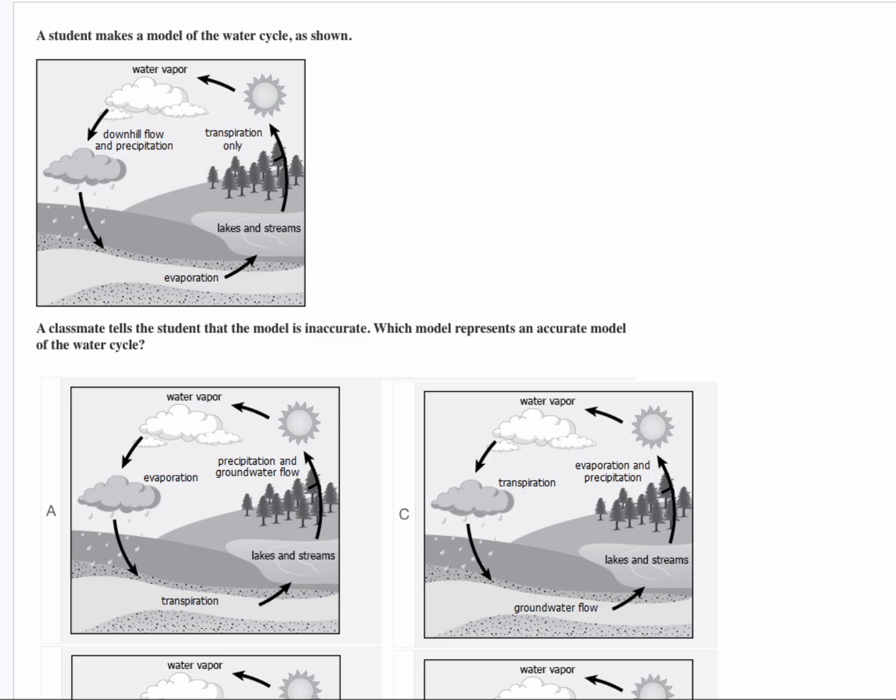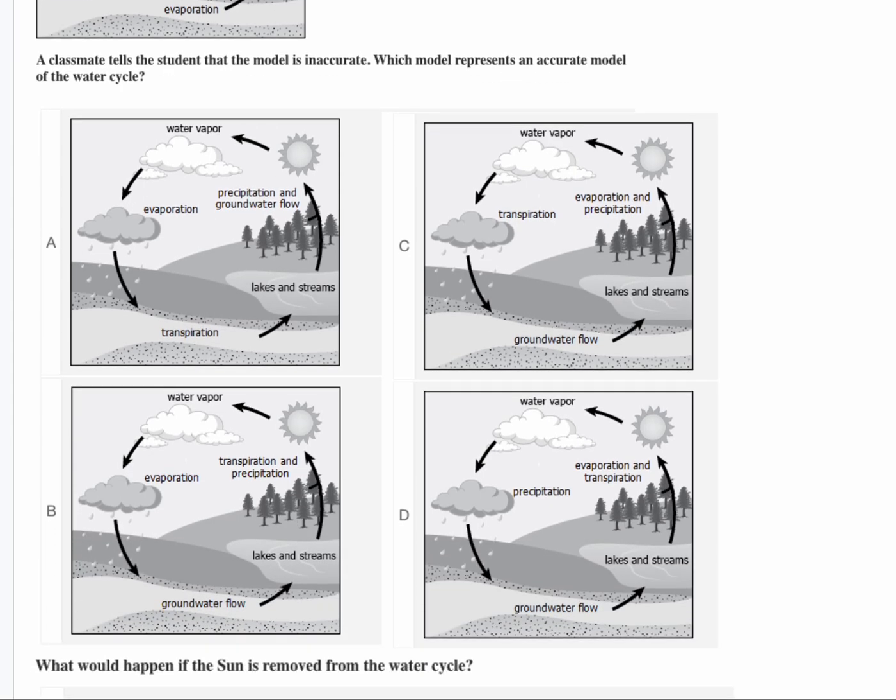A student makes a model of the water cycle as shown. Water vapor, downhill flow and precipitation, evaporation, lakes and streams, transpiration only. A classmate tells the student that the model is inaccurate. Which model represents an accurate model of the water cycle?